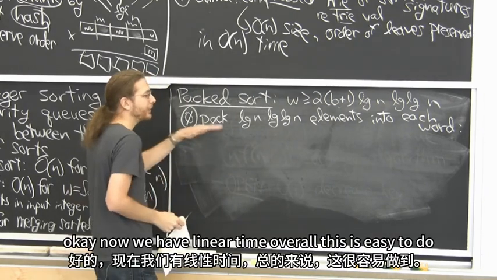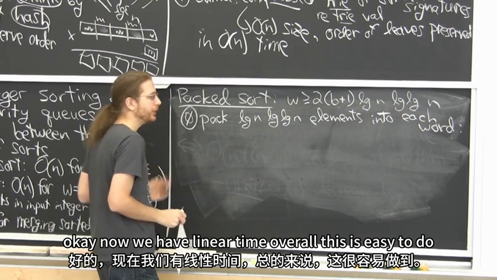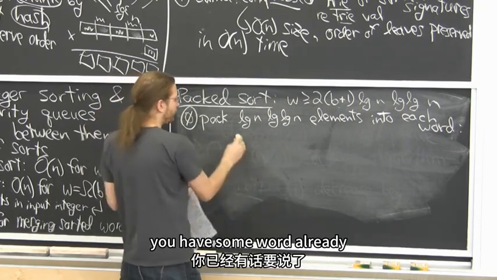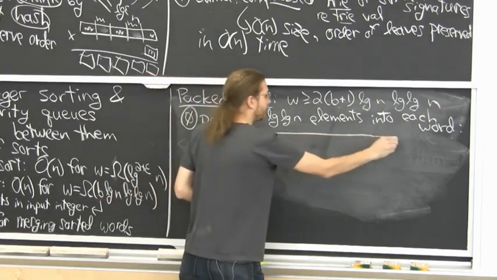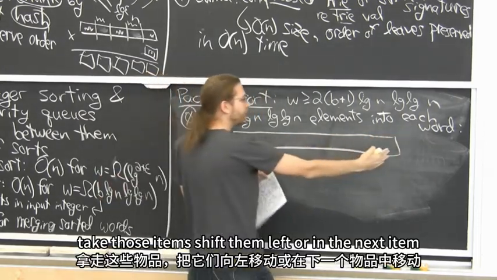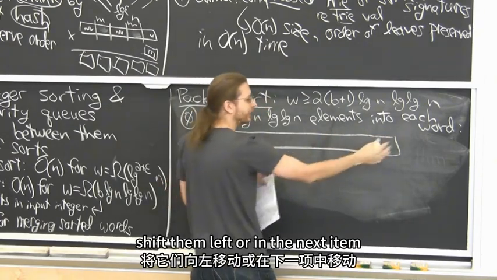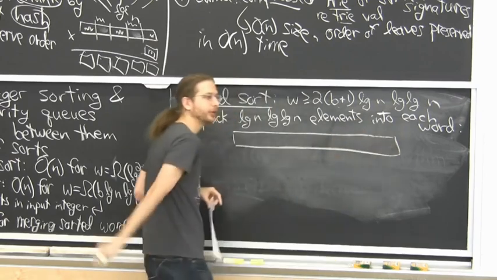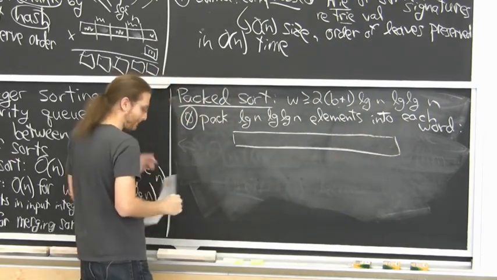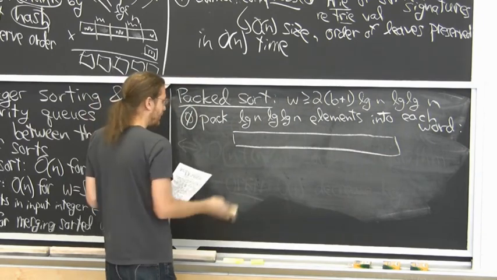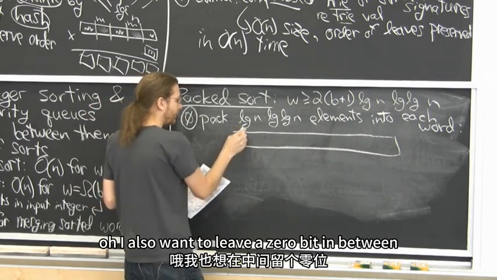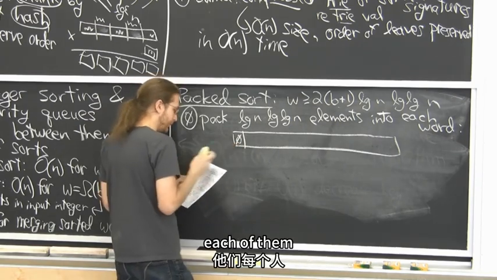Okay, now we have linear time overall. This is easy to do. You have some word already. Take those items, shift them left, or in the next item. Shift them left, or in the next item. Okay, linear time. So in the end, what it's going to look like. Oh, I also want to leave a 0 bit in between each of them.